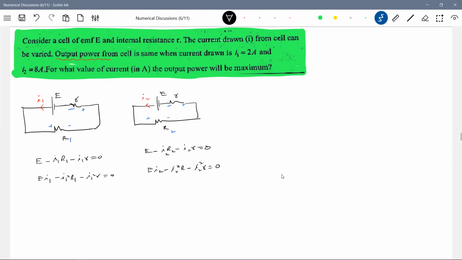So what is output power? The output power means I square R1. P out, I'll write it. Okay, we are very near to the answer. So this output power P naught we can write as E I1 minus I1 square R, and E I2 minus I2 square R. What is P naught? Output power.